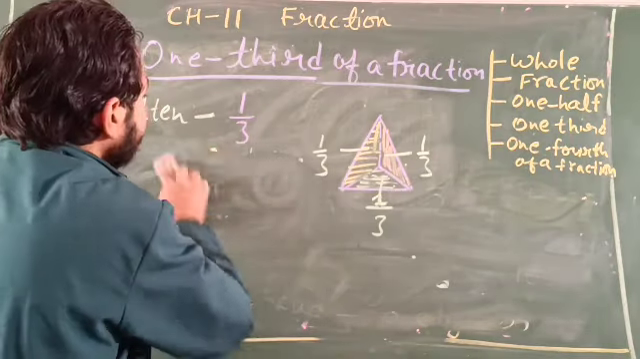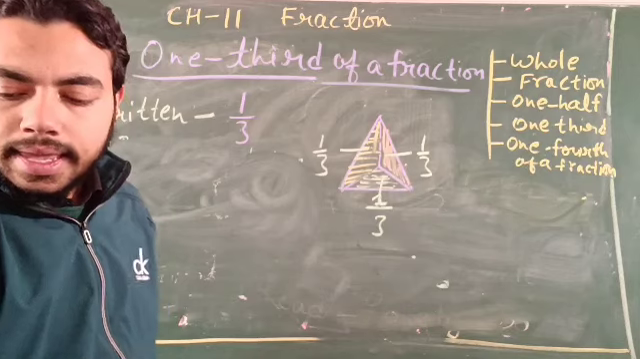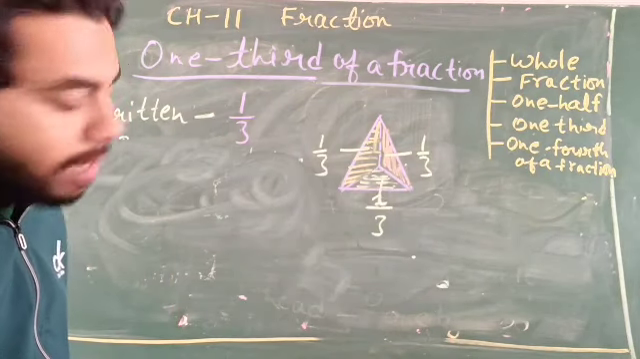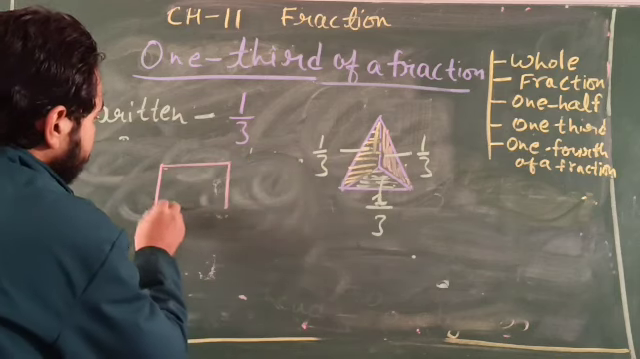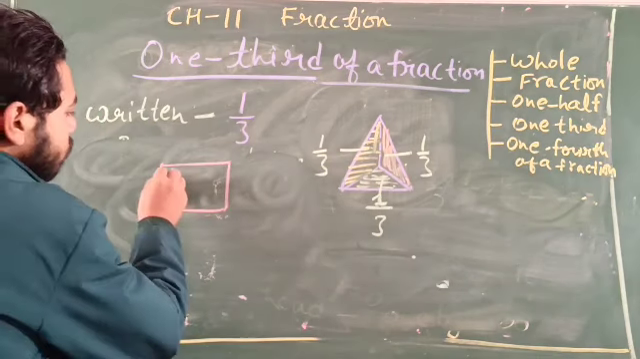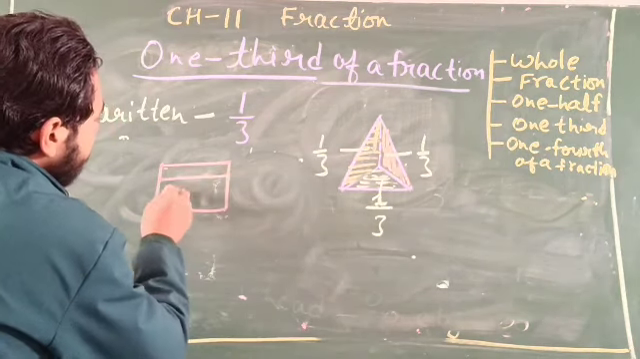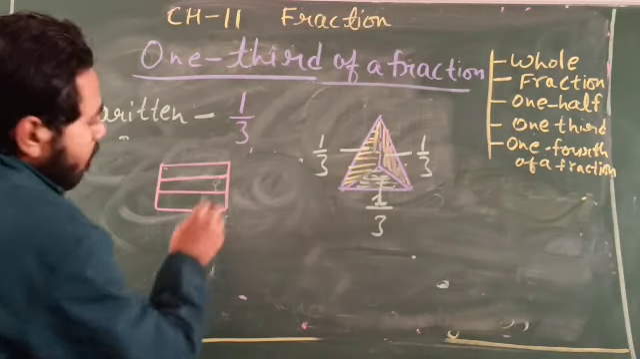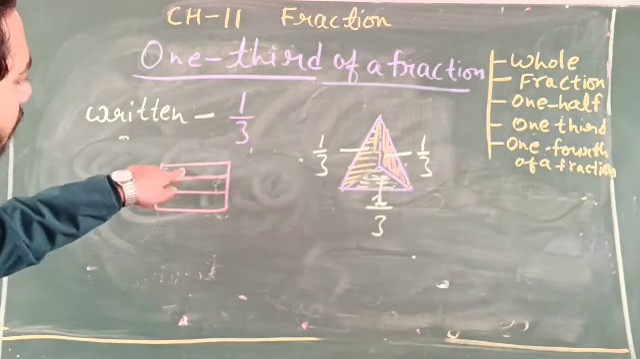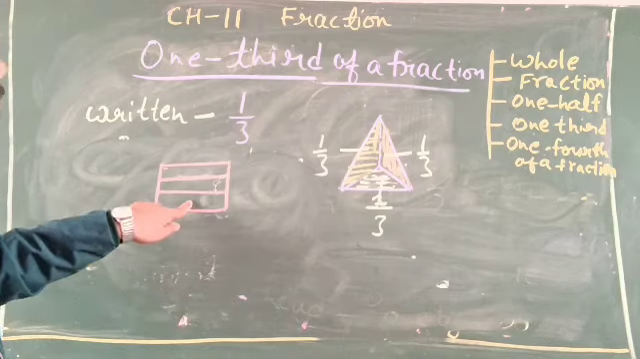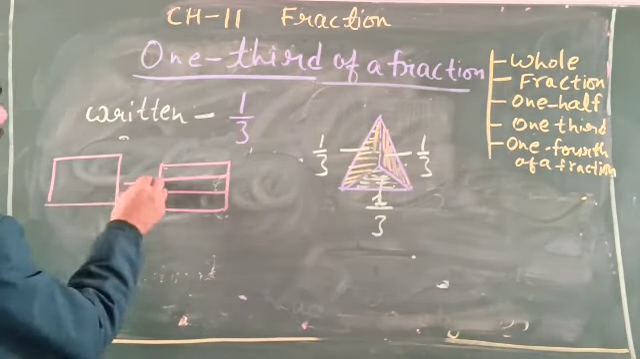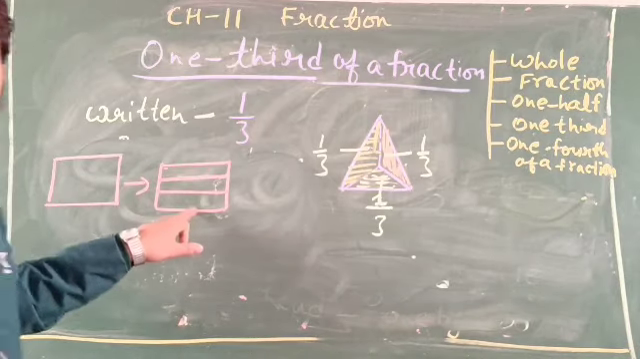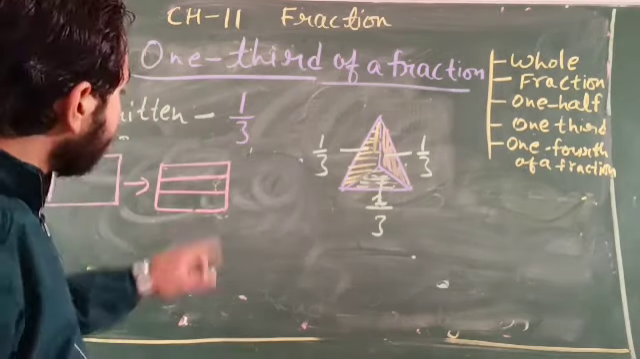Another example of 1 third. Here we take the example of a square. Here the square is divided into 3 equal parts. So first part, second part, and third part. Now the square is divided into 3 equal parts.